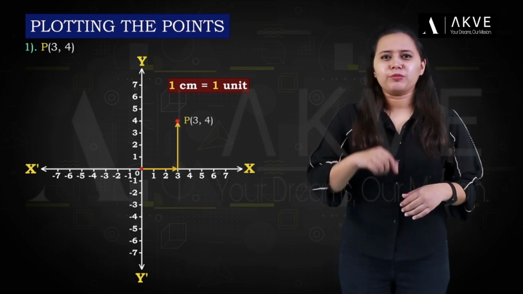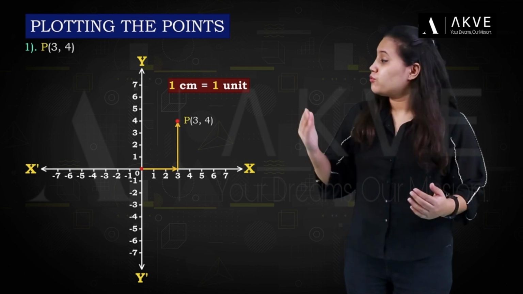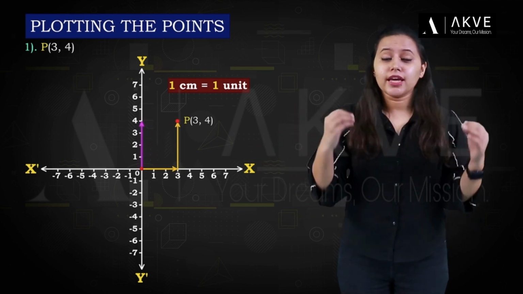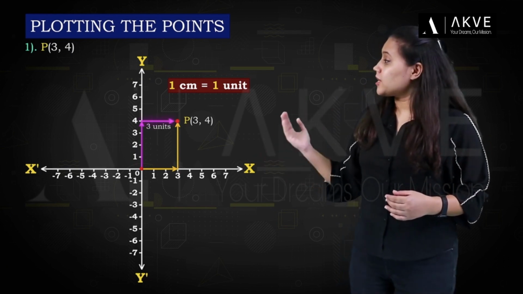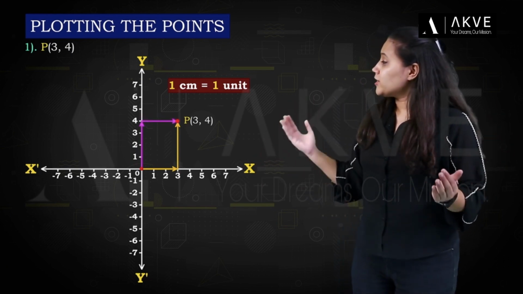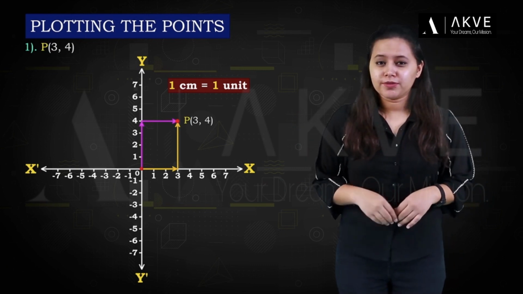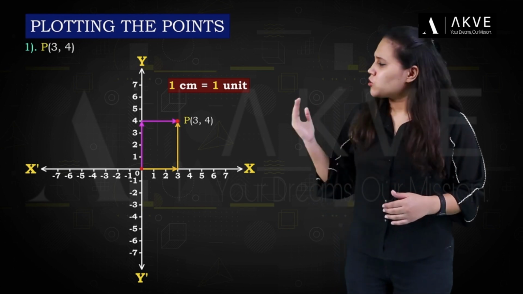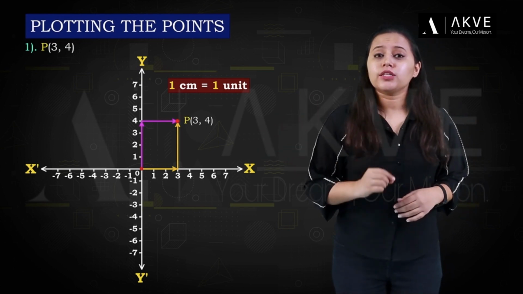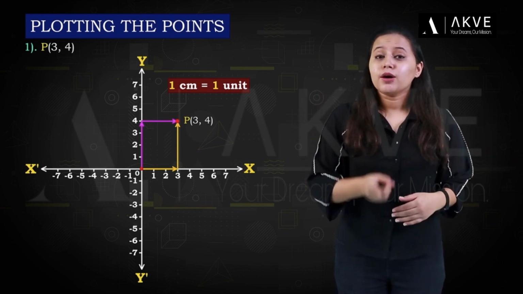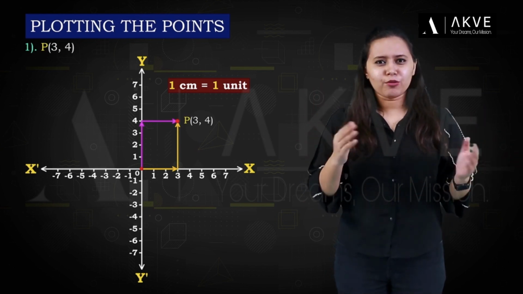We can take one more route. We can first move 4 units in the positive direction of the y-axis and then we can move 3 units in the positive direction of the x-axis. Hence, we reach the point 3, 4. See, either way, we reach the same point 3, 4. Note that point P lies in the first quadrant since both the coordinates of P are positive.